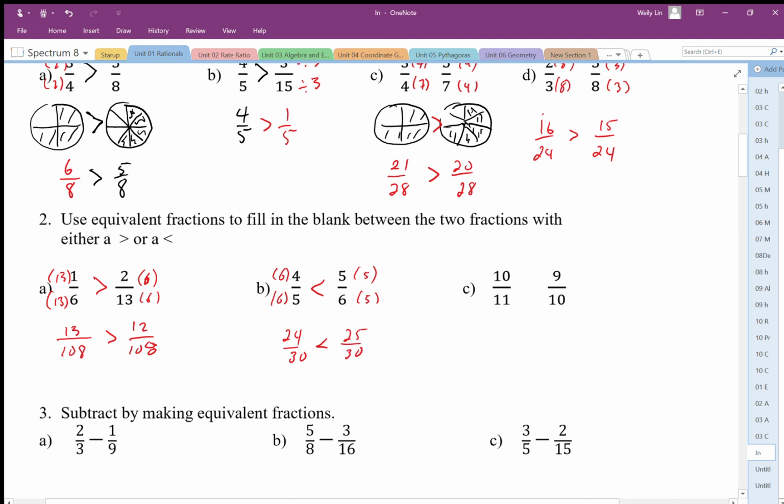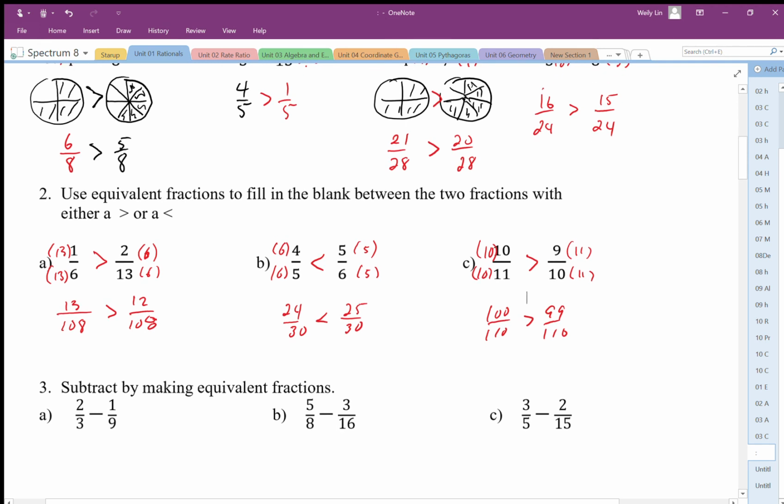So this one here, let's get a common denominator of 110. I'm going to times this by 11, times this by 11. So I'm going to get 100 over 110, which is bigger than 99 over 110. So this is not easy if you were to actually put them on a number line. They're very close on a number line. But there is a shortcut. If you know what the shortcut is, you might want to apply that. Okay? So there's a quick way that we can compare these two fractions without doing the whole steps.